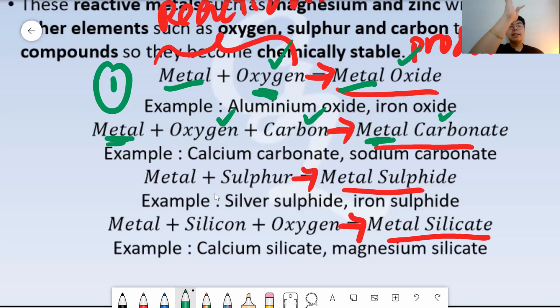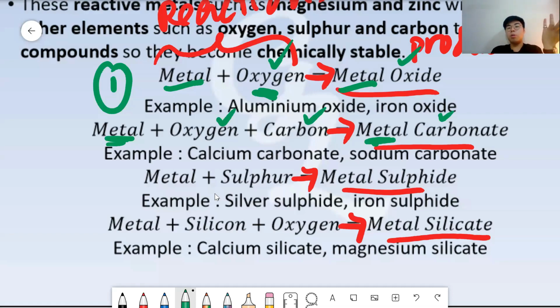Calcium, calcium plus oxygen plus carbon make calcium carbonate. Sodium plus oxygen plus carbon make sodium carbonate. Copper plus oxygen plus carbon make copper carbonate. Aluminium plus oxygen plus carbon make aluminium carbonate. Iron plus oxygen plus carbon make iron carbonate. Magnesium plus oxygen plus carbon make magnesium carbonate. Lead plus oxygen plus carbon make lead carbonate. Can or not? That's very simple.